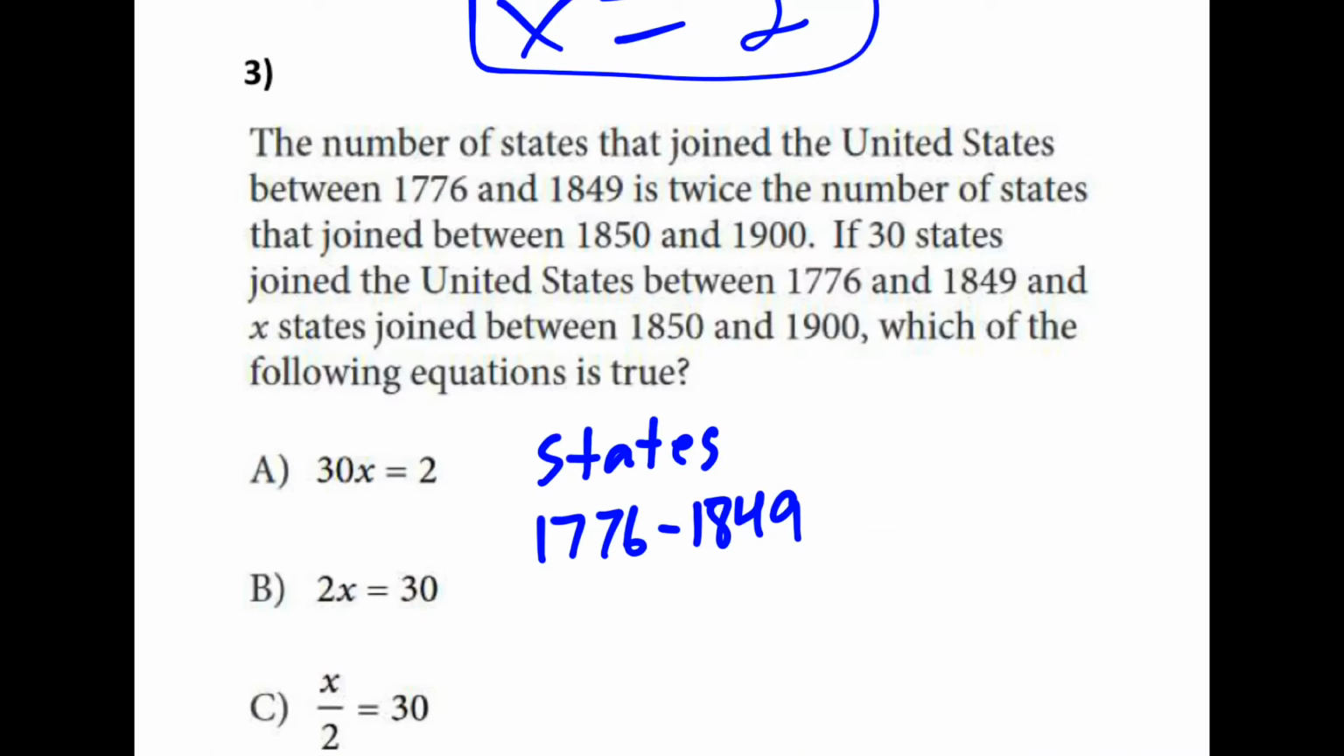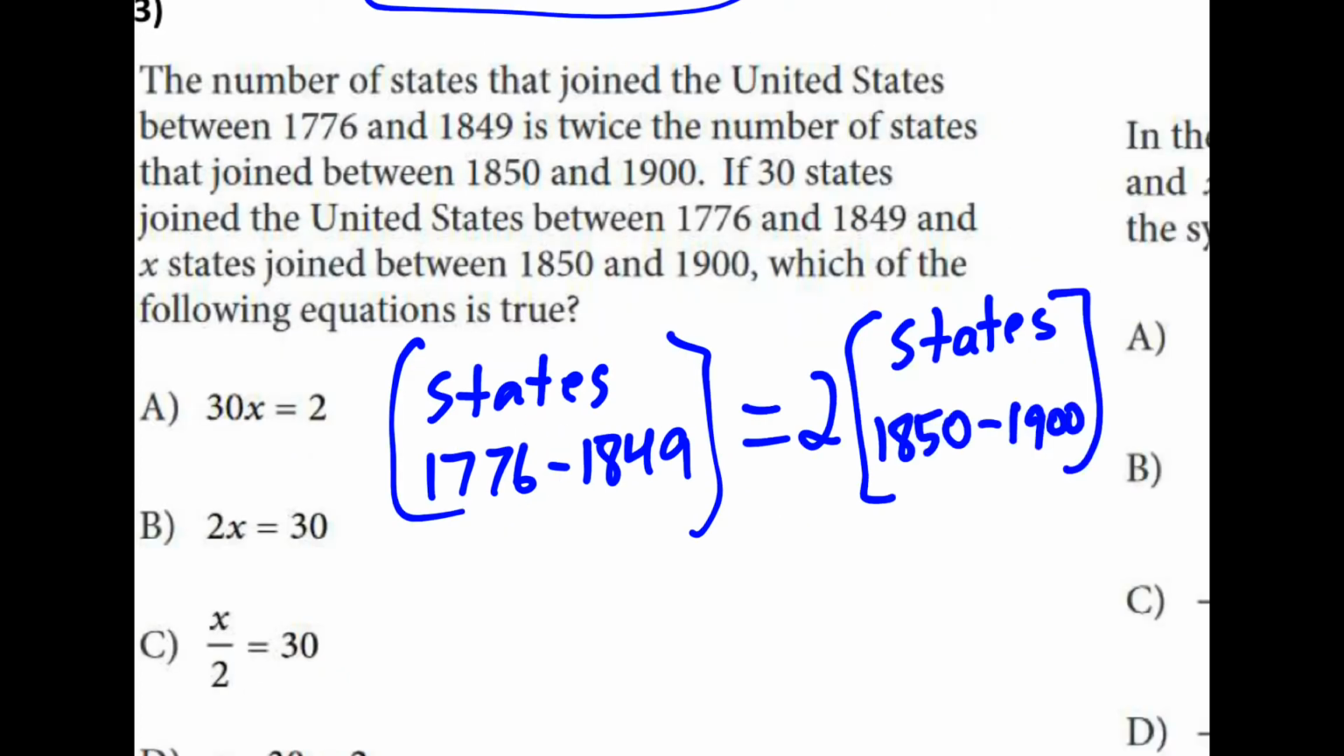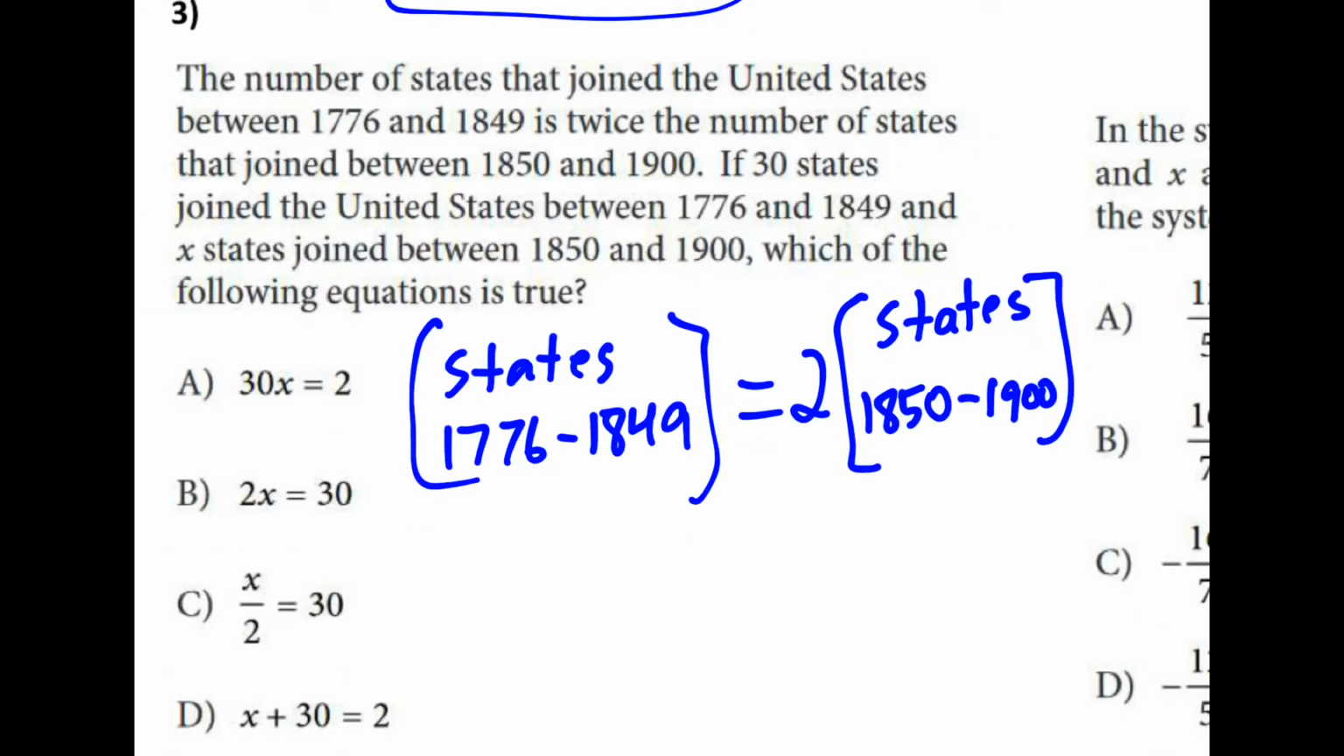Number 3, the number of states that joined the United States between 1776 and 1849, we'll call that this, is twice the number of states that joined between 1850 and 1900. So I'll represent that this way. Whatever number existed here for states between this range, if I double it, I'll get this one. The problem goes on to say that 30 states joined in this range here.